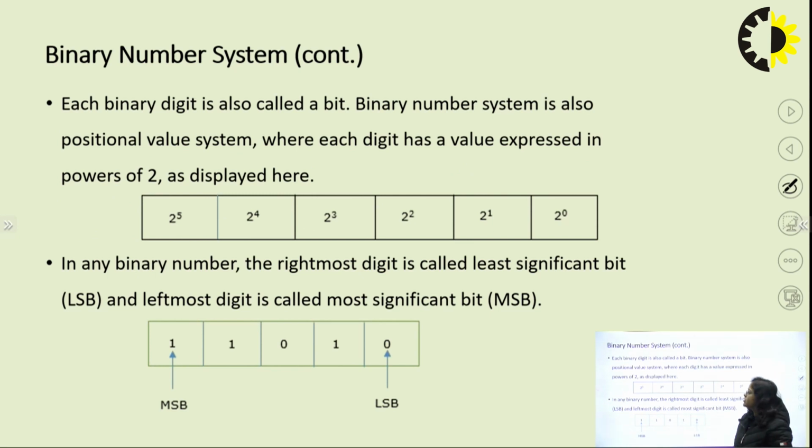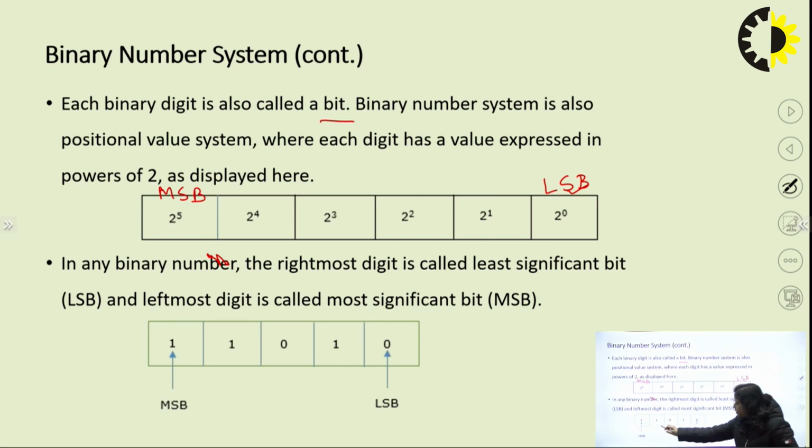Each binary digit in the binary number system is also called a bit, with minimum weight 2 to the power 0 at the rightmost digit. The leftmost digit has maximum weight, also called the most significant bit, and the rightmost is called the least significant bit with minimum weight.